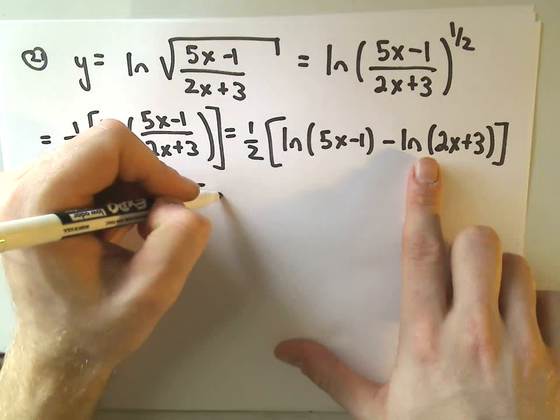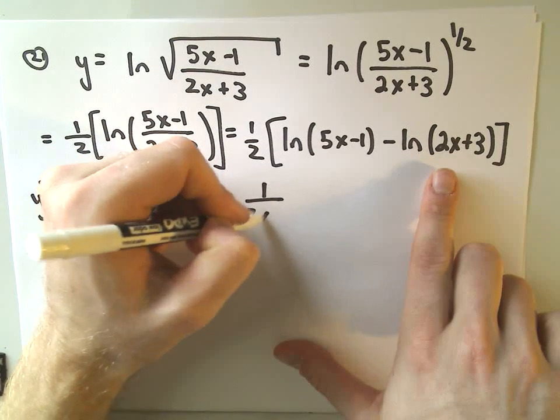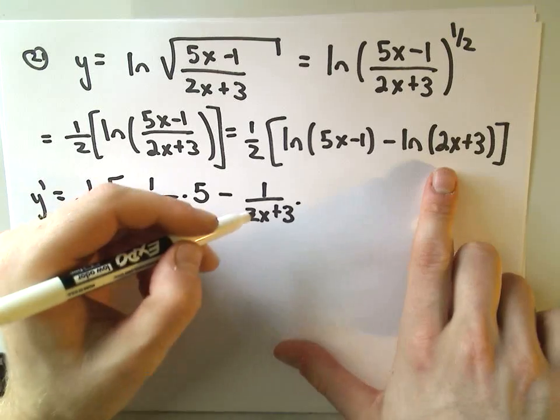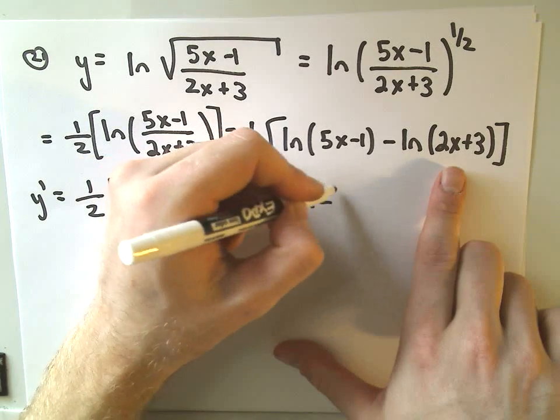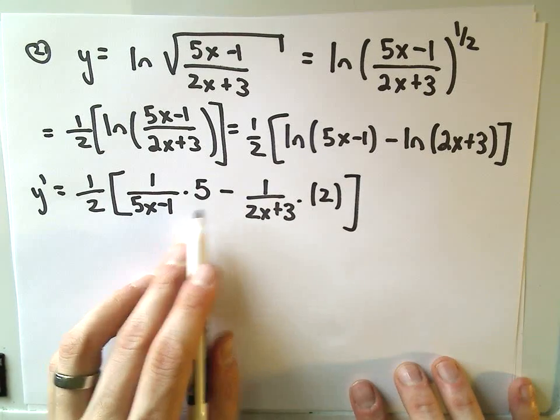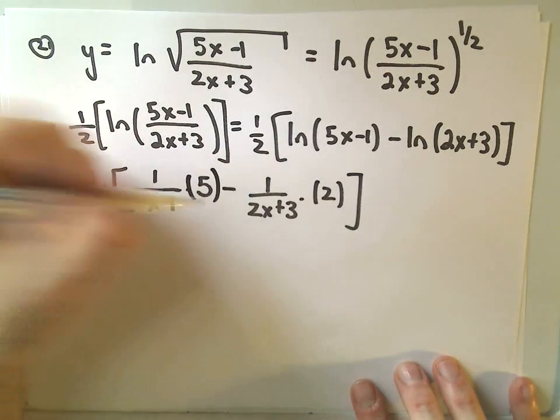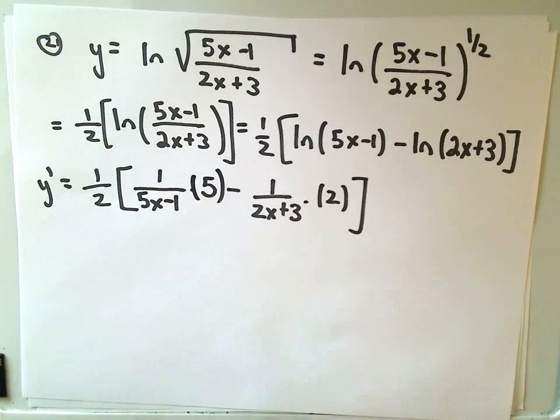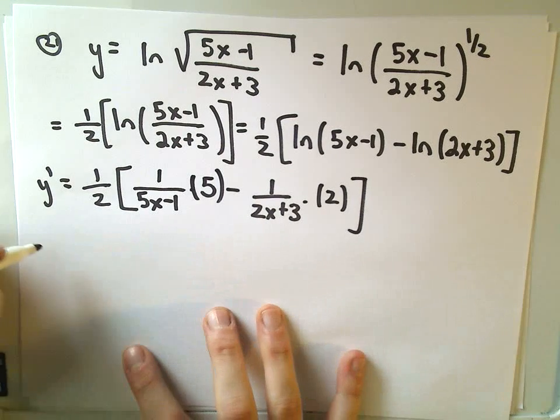And then the next portion will get 1 over 2x plus 3. And then the derivative of the inside will just be times 2. I put the 2 in parentheses and not the 5. I don't know why, for no particular reason. It doesn't really matter. So at that point, you've got your derivative.